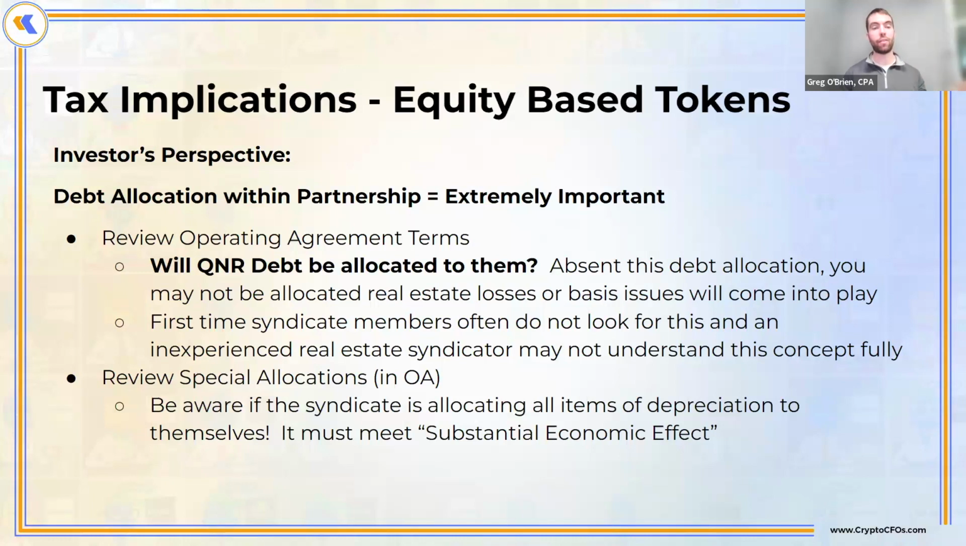You want to make sure that you have adequate debt allocation. This doesn't mean that you're on the hook if everything goes wrong. You're on the hook up to your investment, but you're not going to be on the hook if the property goes bankrupt, the whole thing. So you want to be allocated debt in proportion to what you've invested. So be very careful of that in there.